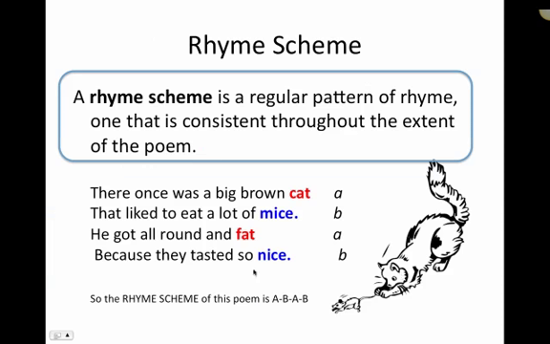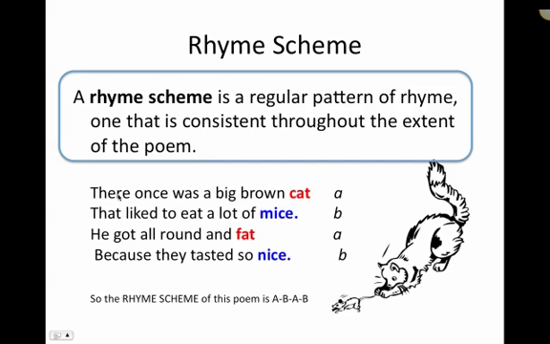All right. So the first tool is called rhyme scheme, and the rhythm part of the toolbox actually has to do with the way words move or the pattern that they follow, the actual rhythm or beats of the poem. So a rhyme scheme is a regular pattern of rhyme, one that is consistent throughout the poem. So for example, it's a pattern that we follow.